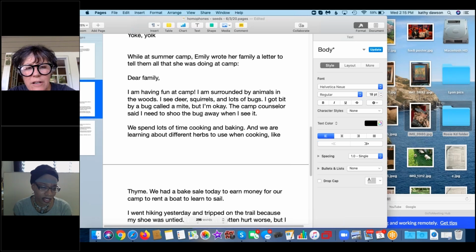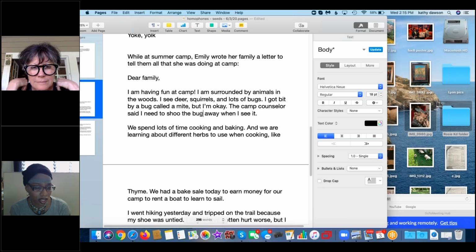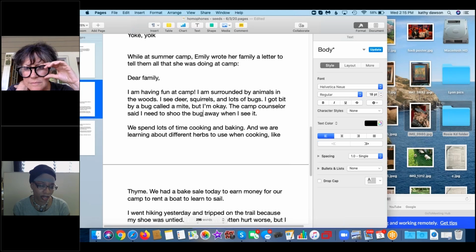In this paragraph, just this paragraph, do you see any homophones? Surrounded by animals in the woods. I see deer, squirrels, and lots of bugs. I got bit by a bug called a mite. I'm okay. The camp counselor said I need to shoo the bug away when I see it. Because bug is used in the same context, I don't see any difference. Not saying that there isn't, I just don't see it.